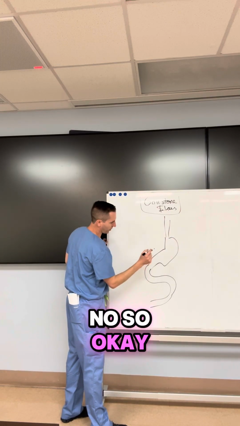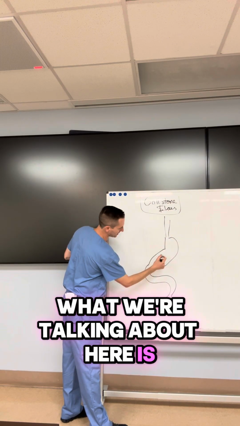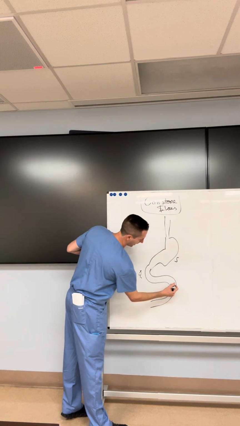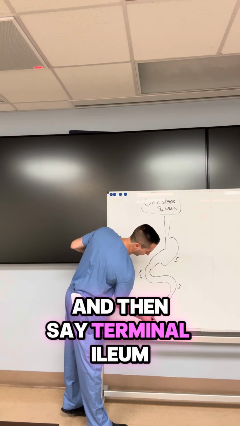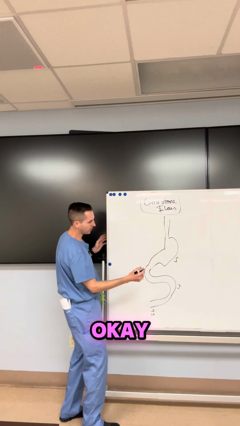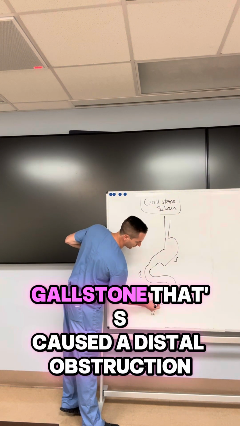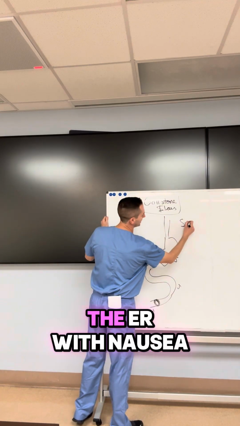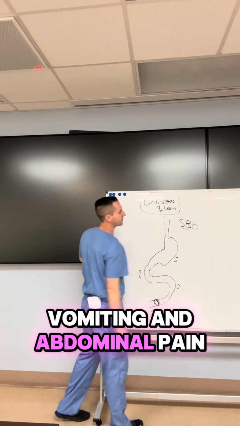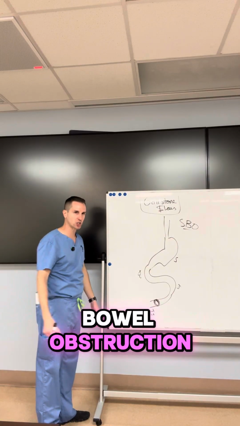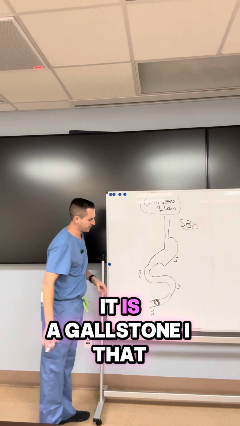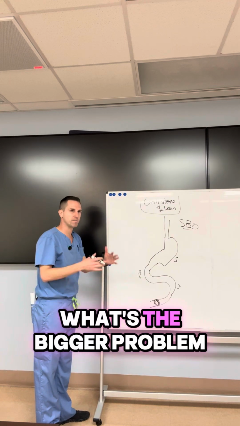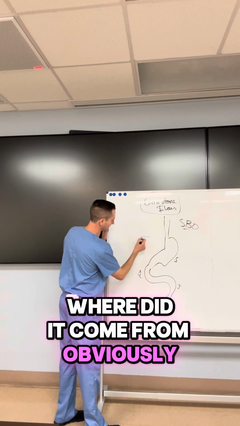No. At its core, we have the stomach, duodenum, jejunum, and then say terminal ileum. You have this big old gallstone that's caused a distal obstruction. This patient presents to the ER with nausea, vomiting, and abdominal pain. They're found to have a small bowel obstruction. And then we're like, oh no, it is a gallstone. That is the least of my worries. What's the bigger problem? Where did it come from, obviously?